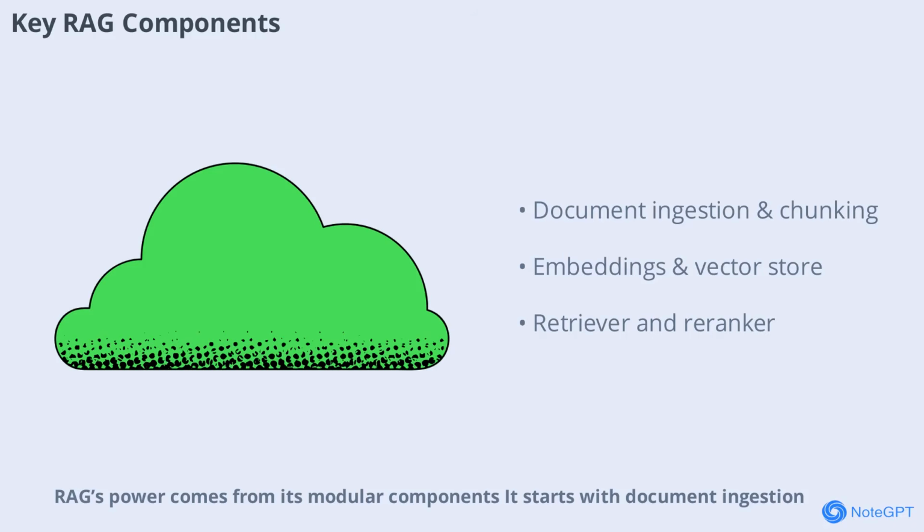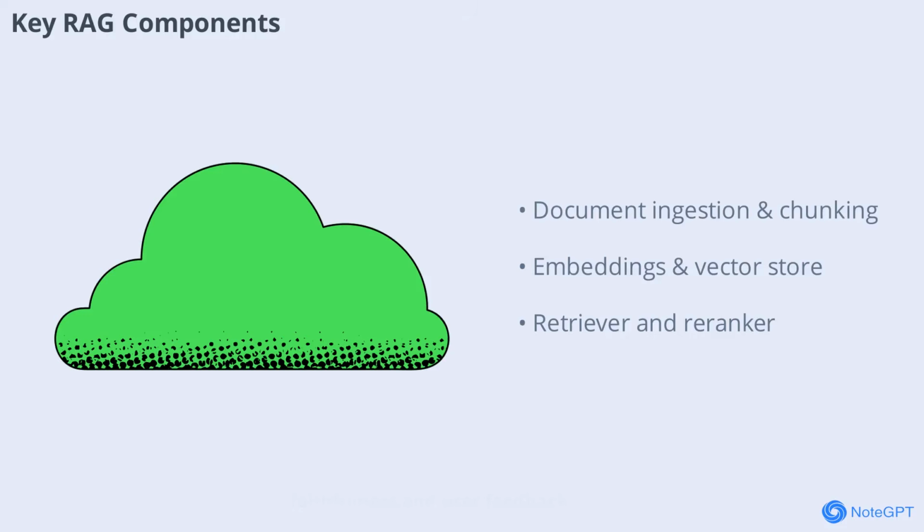RAG's power comes from its modular components. It starts with document ingestion, where enterprise content is collected and normalized. Documents are then chunked into meaningful passages, preserving context. Embeddings convert these chunks and queries into vectors for semantic search, which are stored in a vector database. The retriever selects relevant passages, sometimes using both semantic and keyword search. A re-ranker improves relevance by reordering results. The prompt builder then assembles the final input for the language model, which generates the answer. Evaluation and monitoring tools track quality, faithfulness, and user feedback, ensuring the system remains robust and trustworthy.